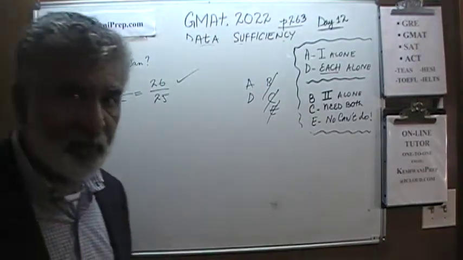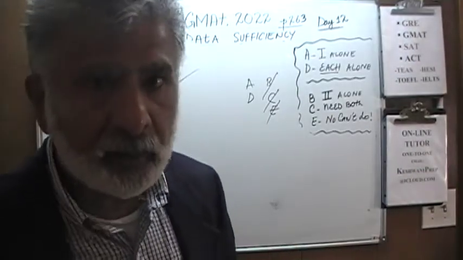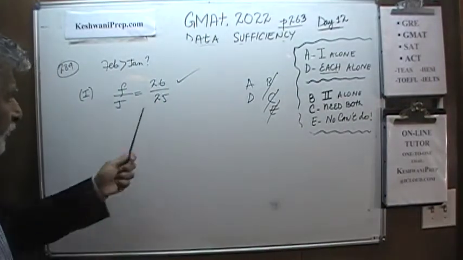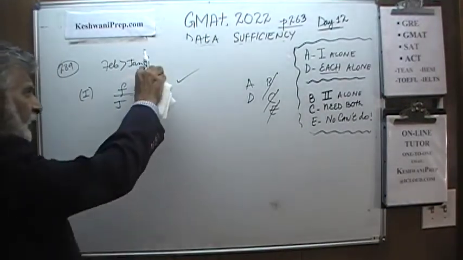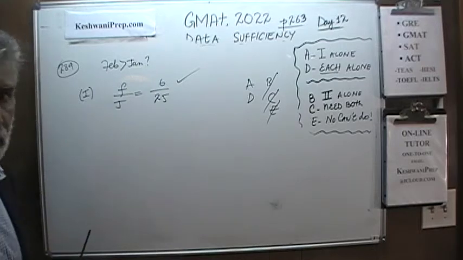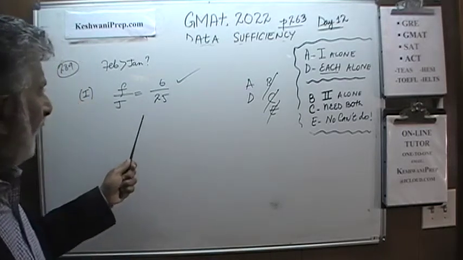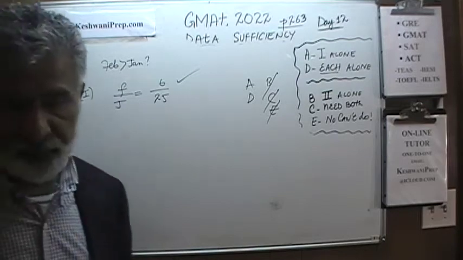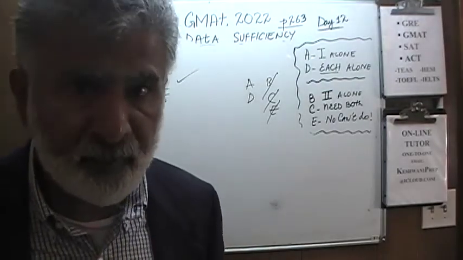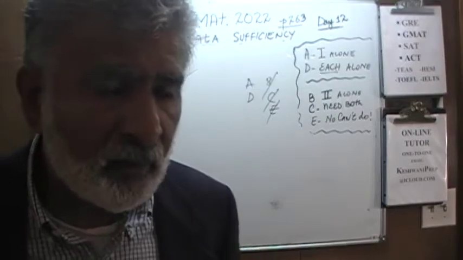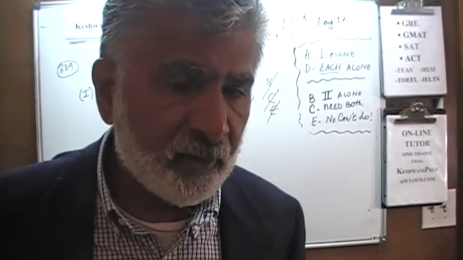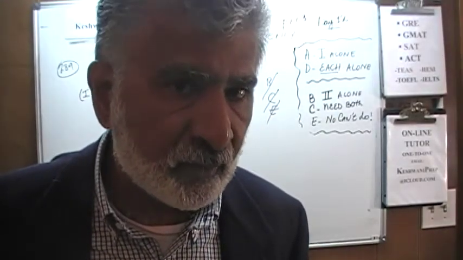Before we go to second statement, I want you to understand one thing, that instead of 26 to 25, if we were given the ratio of 6 to 25, the first statement would still have been enough. What I'm trying to make you understand is that we don't have to give the answer in the affirmative.